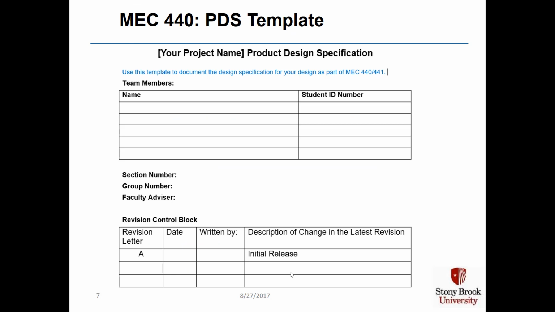Now let's show you the template for the PDS. On the first page, you write your team members and other project information. You also fill out the revision block so you know which version of the PDS you're editing. The revision block is taken from a typical mechanical drawing. Your first version is always revision A. Each time you revise the PDS, write down a brief summary in the field for description of change.